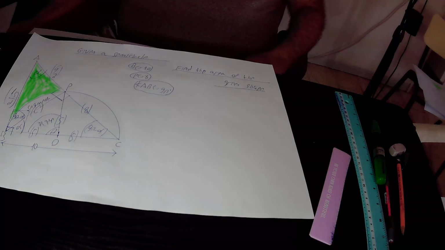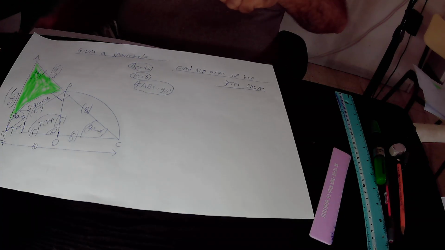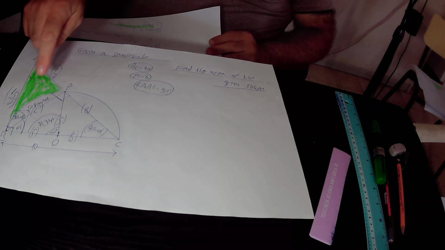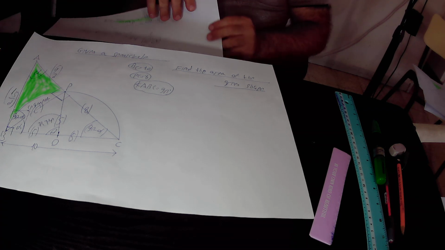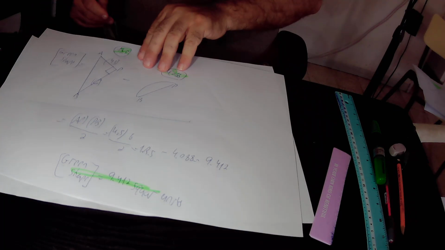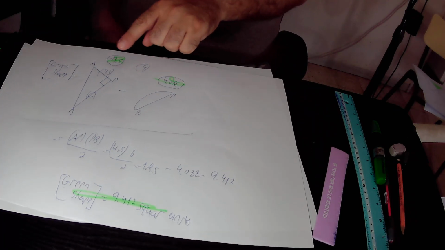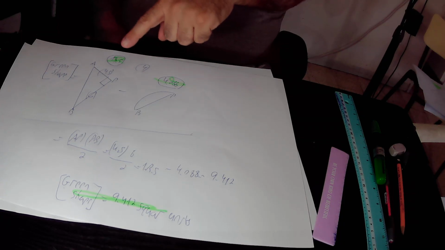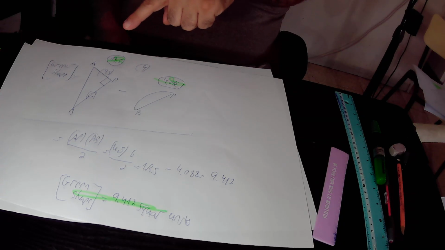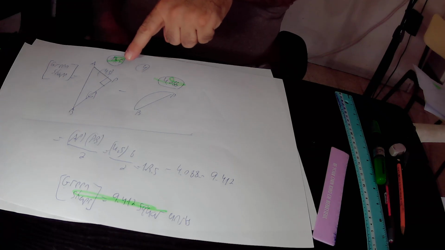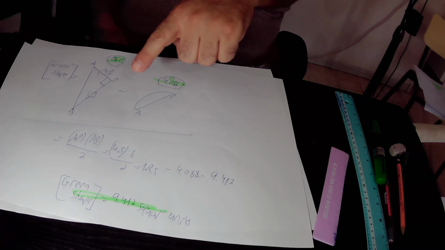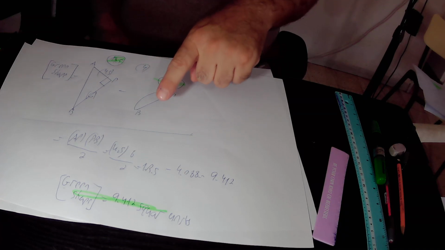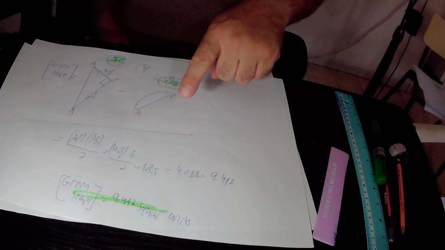Our task is to find the area of this green shape. The area of the green shape is equal to the area of the right triangle APB minus the area of segment PB. Repeat again, the area of the green shape in total equals the area of the right triangle APB minus the area of segment PB. The area of this right triangle APB is equal to the base, that is AP, times the height, that is PB, over 2. AP is 4.5, PB is 6, divided by 2. 6 over 2 is 3, and 3 times 4.5 is 13.5.